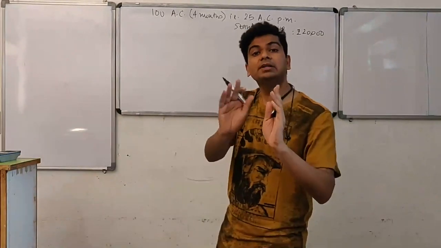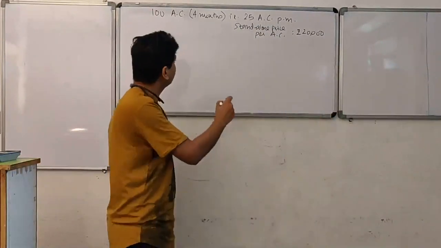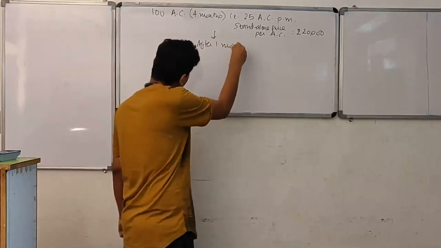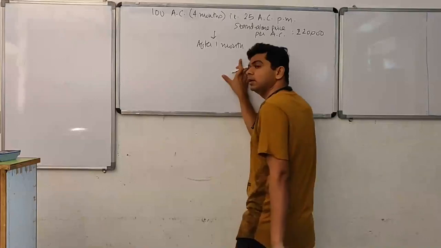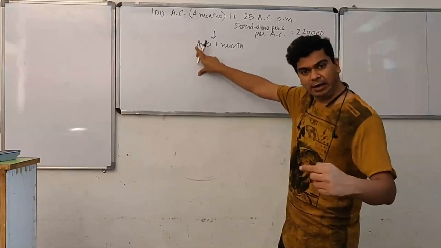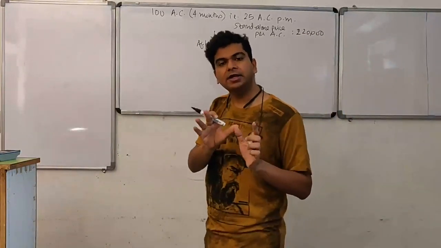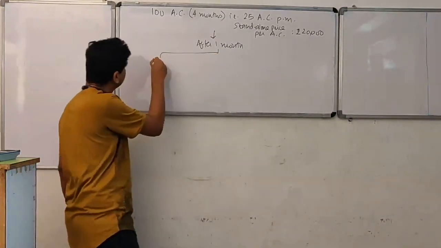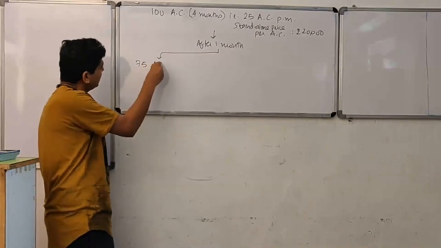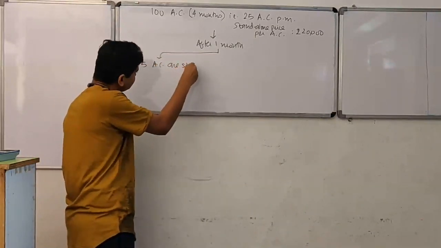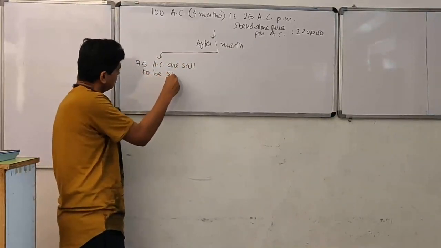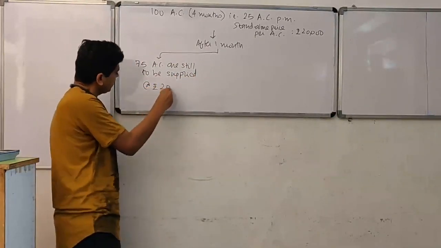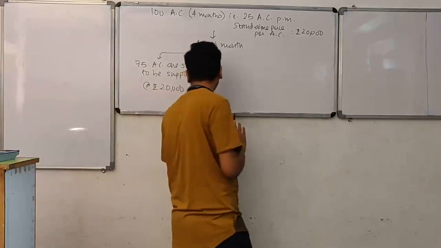Let's say now 1 month comes to an end. So after 1 month, tell me, what will be the position after 1 month? The total order was for 100 air conditioners. 25 air conditioners we must have already supplied. So after 1 month, 75 air conditioners are still to be supplied. And of course, it is to be done at 20,000 rupees per air conditioner.